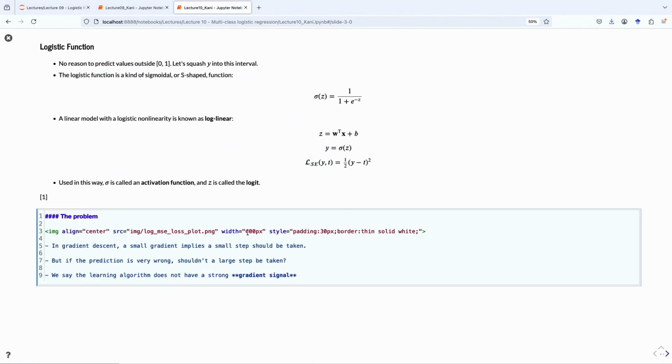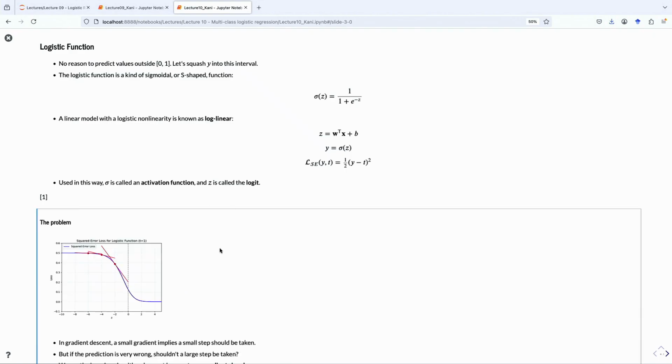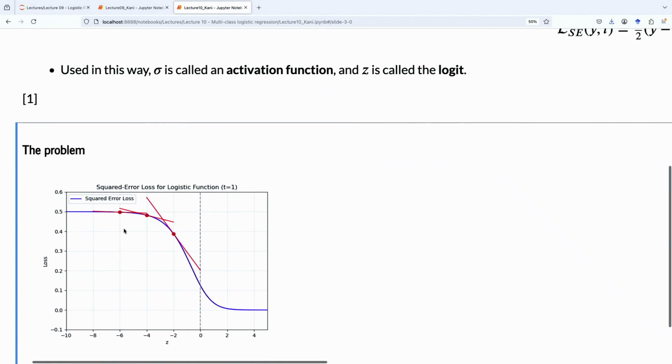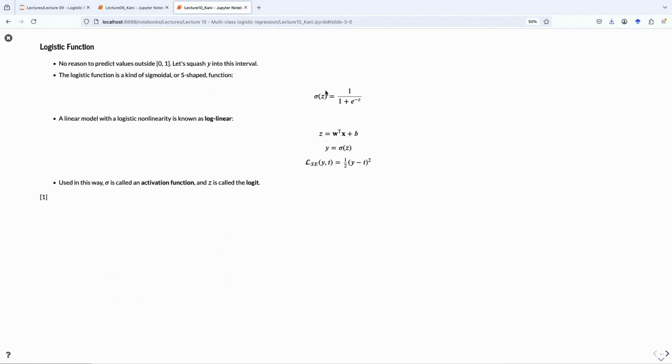Can I make this bigger? No, whatever. Okay. So that's the idea. Oh, no, this is the loss function. Sorry.